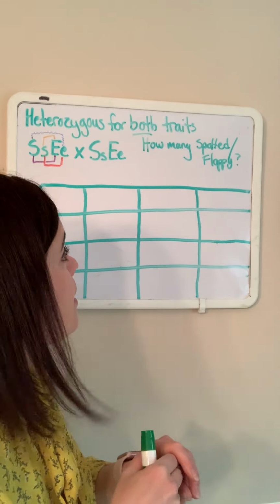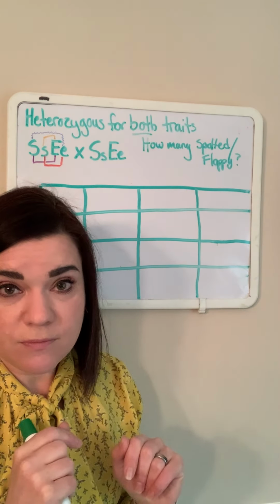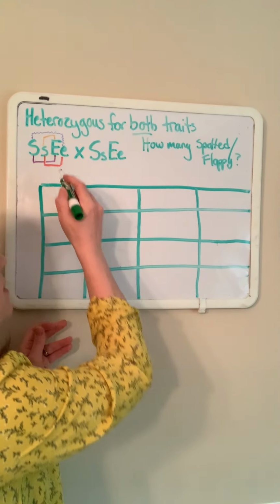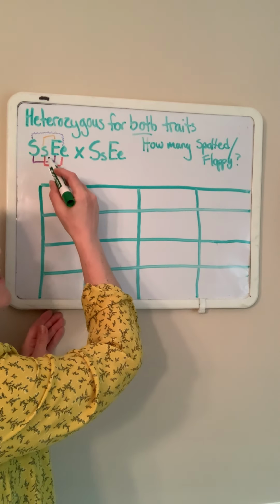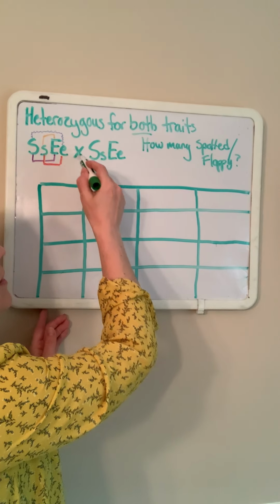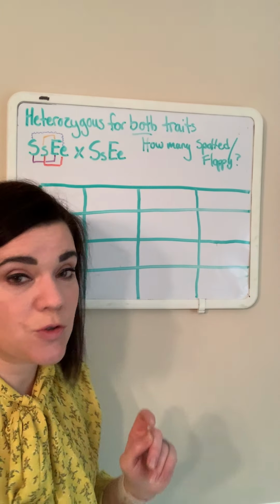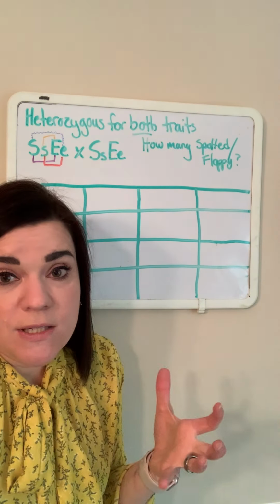They're both solid fur with upright ears. But that's what heterozygous means. So the parents are going to be big S, little s, big E, little e, big S, little s, big E, little e. And this means I'm crossing them, that X, okay? Heterozygous for both traits. Then I need to figure out, what is the question asking for?